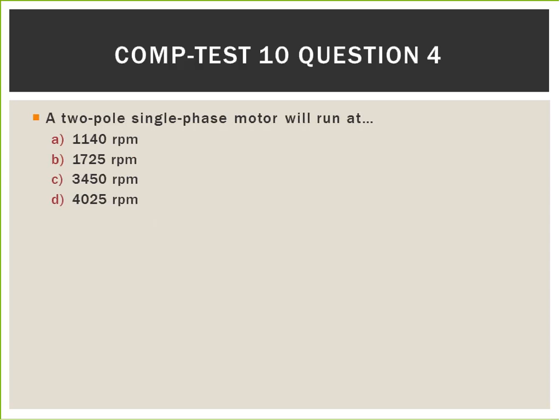Comp Test 10, question number 4. A 2-pole single-phase motor will run at: A, 1,140 RPM, B, 1,725 RPM, C, 3,450 RPM, D, 4,025 RPM.